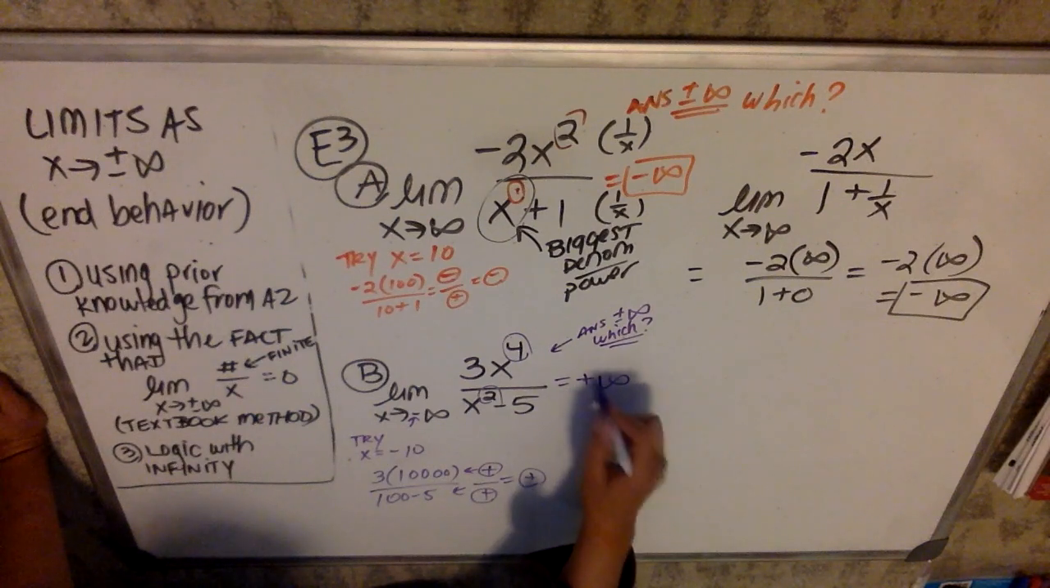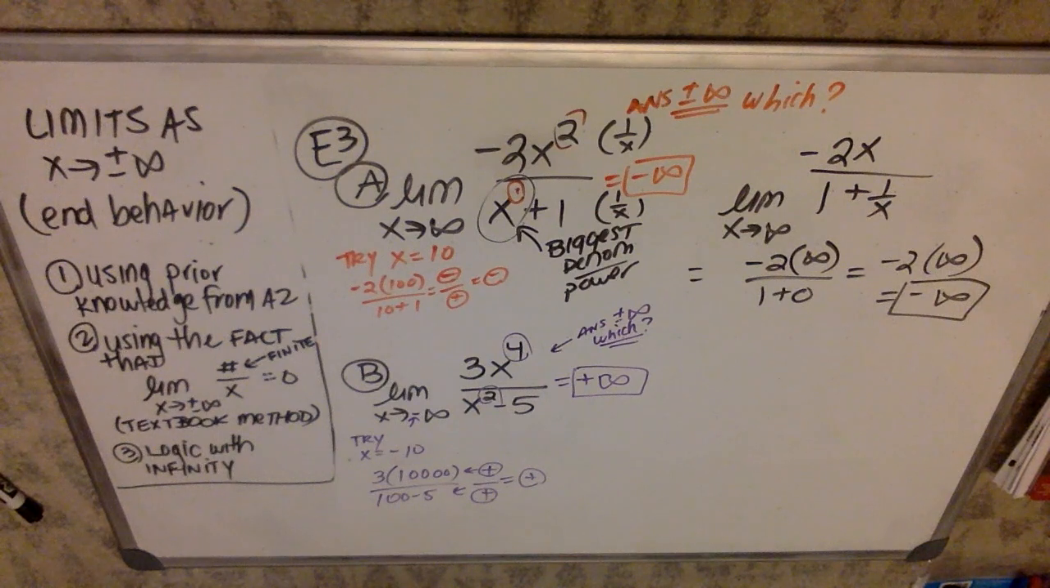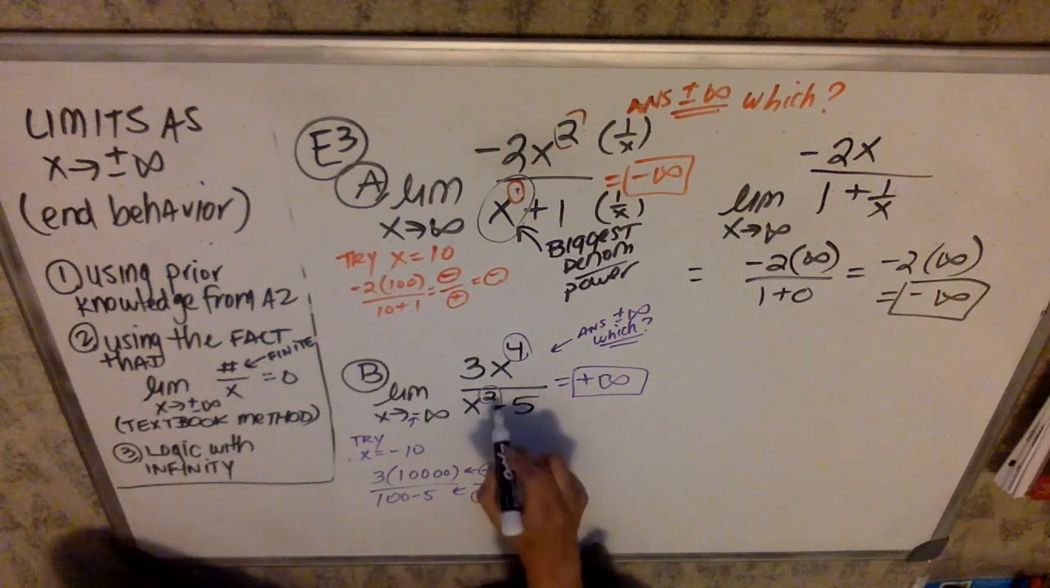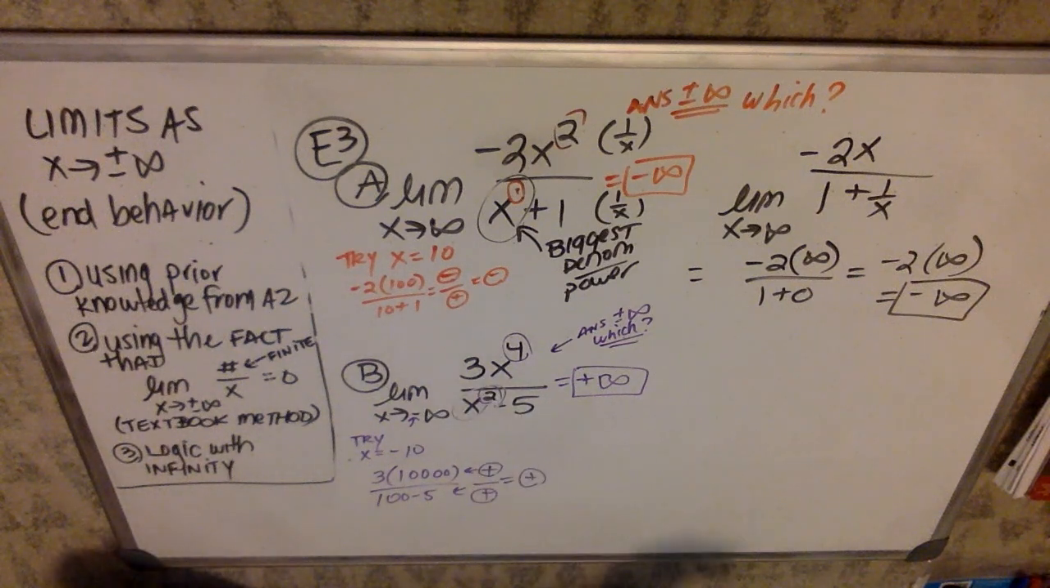And you could just write infinity. I'm going to write positive infinity, but you can write infinity, right? So positive infinity. Now, the other way to do that is to do what we did the textbook way, which is pick the largest power of x in the denominator.